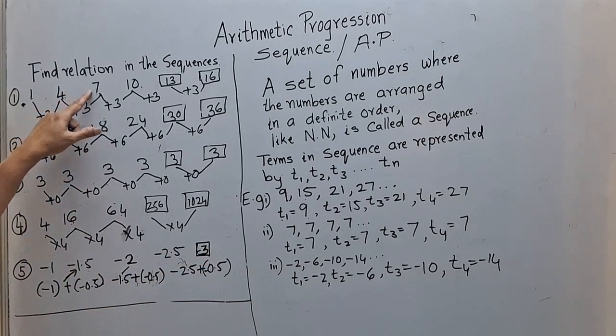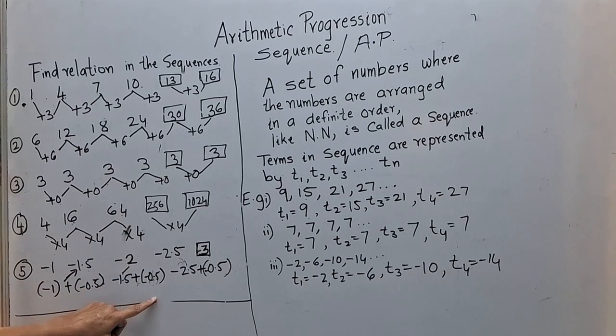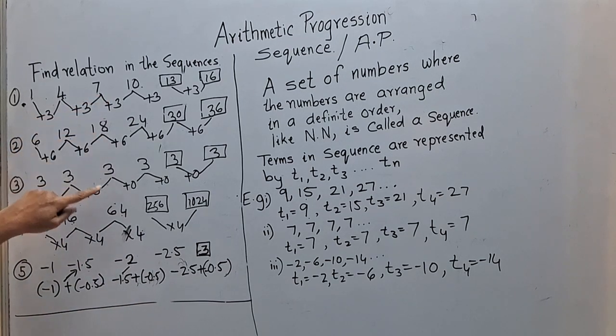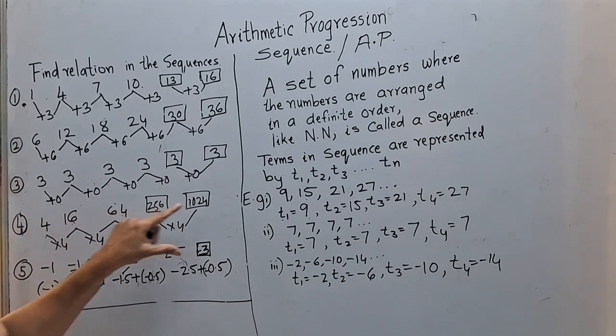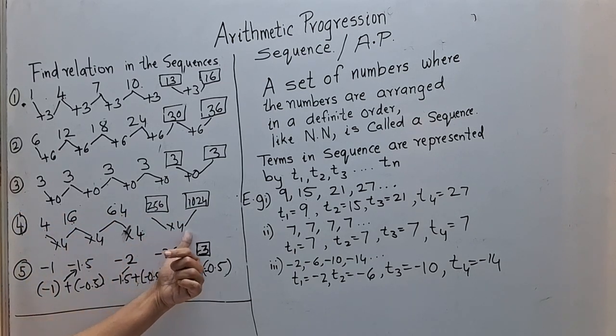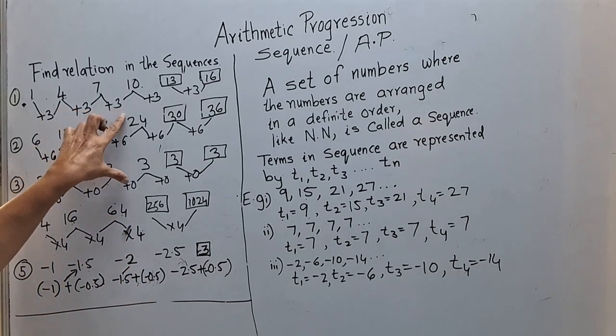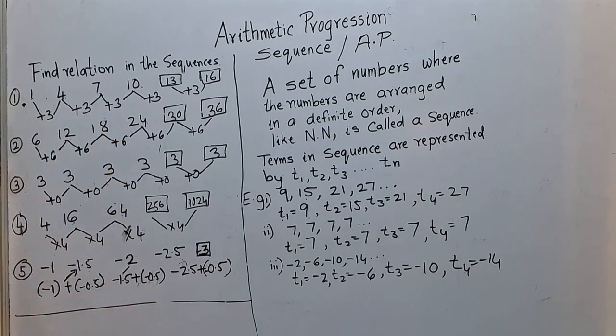Okay, so here the difference is minus 0.5, minus 0.5, minus 0.5. So now what similarity do you see in all the 5 examples? You see the similarity in the first, second, third and fifth, that you are adding something. Whereas only in the fourth you are multiplying something. Okay, so remember this, we are adding something in a sequence.